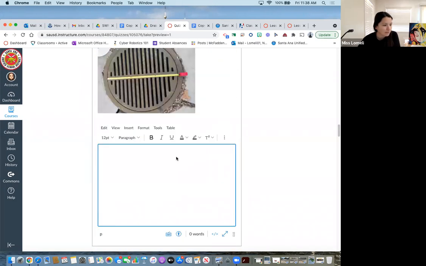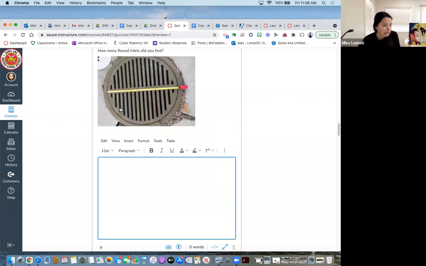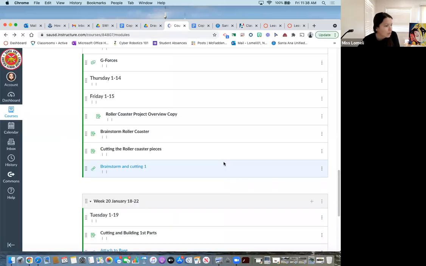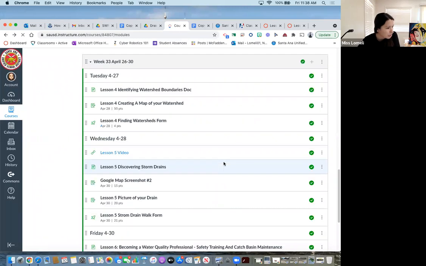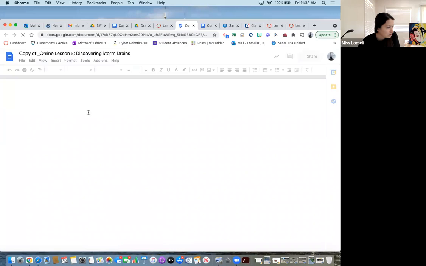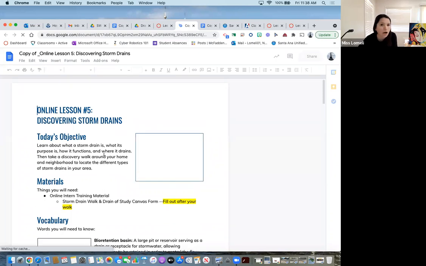So your goal is to find one that looks like any of these. Are these your only options? No, not at all. These are just the common ones that I thought of. And then there were also examples of storm drains that you can possibly select from in the document that I went over and showed you, from lesson 5 from the doc.